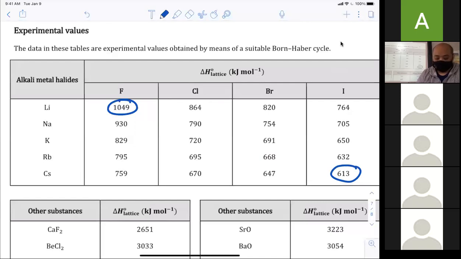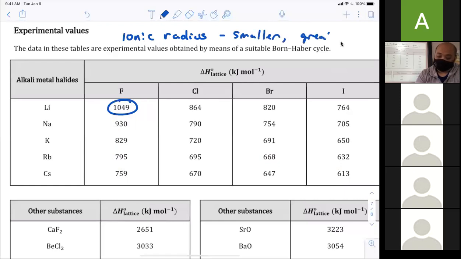Now, what's the difference? Actually, look at the values in the same column here. F is staying the same. What's changing about each of these species? More electron shells. They're becoming larger. Yeah, they're becoming larger. So one of the factors is ionic radius. The smaller the ion, the greater the attraction.